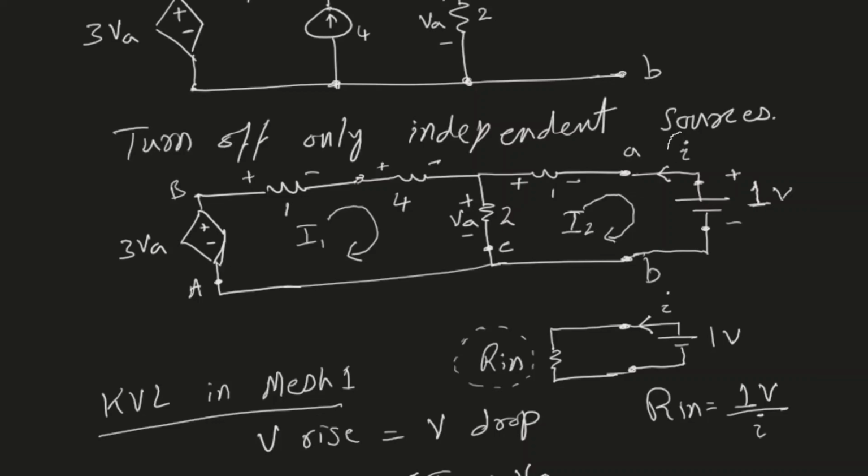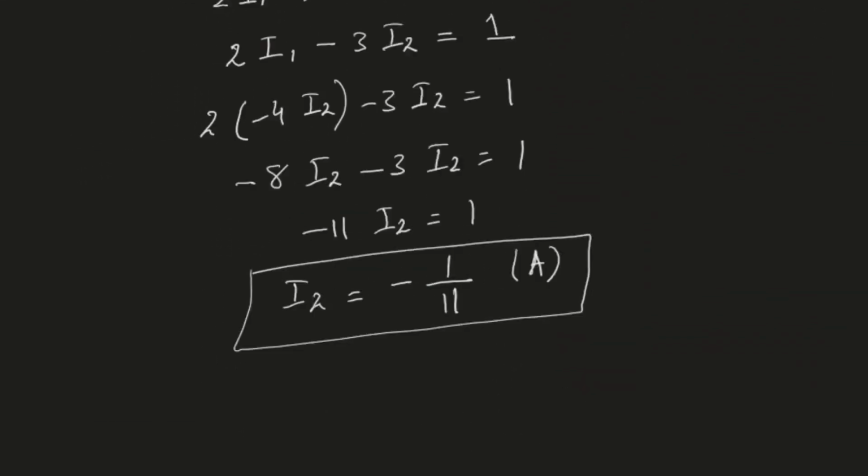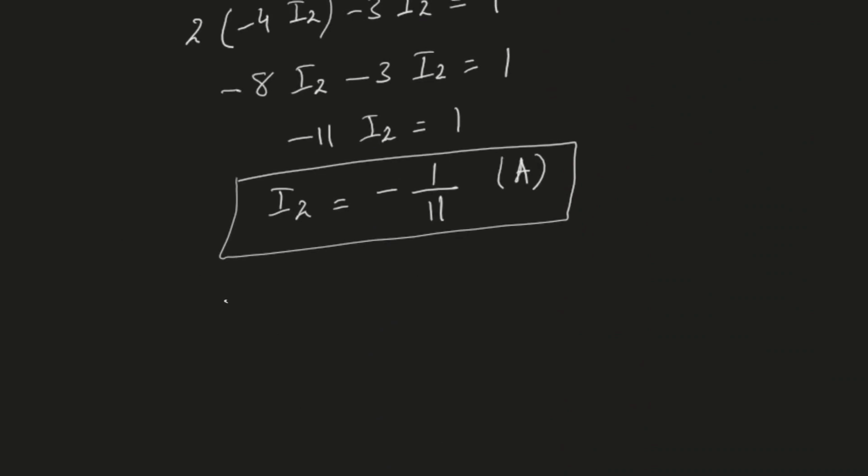We want to find this current I. You can see that the current I has the same magnitude as I2, but the opposite direction, correct? Because I2 is flowing clockwise, whereas I is flowing counterclockwise. So I is equal to I2, but opposite direction. Therefore, I is negative I2, which means it is 1 over 11 ampere.